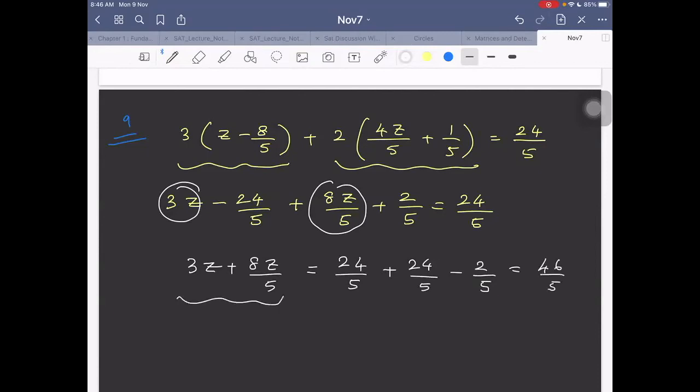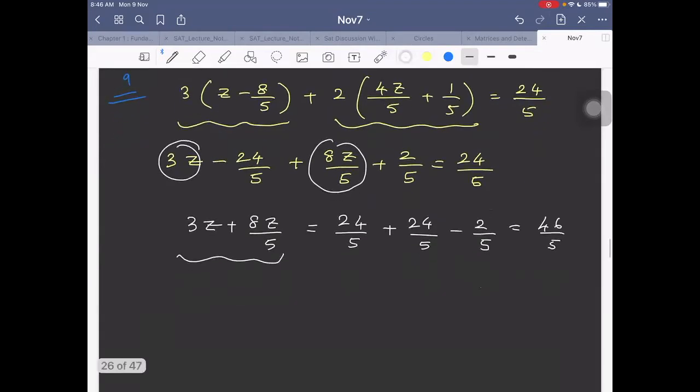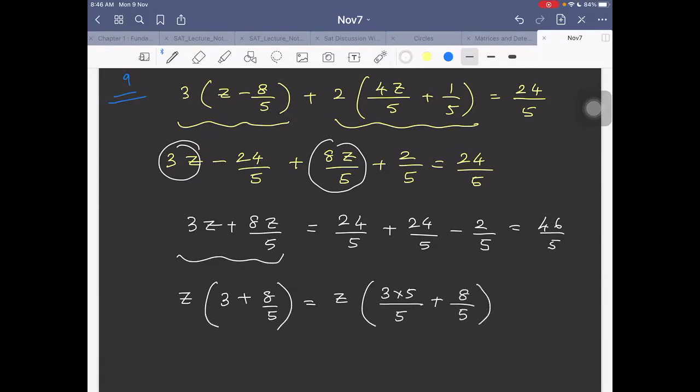And here, on the LHS, how do you evaluate this? You take z out. It is going to be 3 plus 8 by 5. And this is going to be z into 3 into 5 divided by 5 plus 8 by 5. So this is going to be z into 15 plus 8, which is 23 by 5.